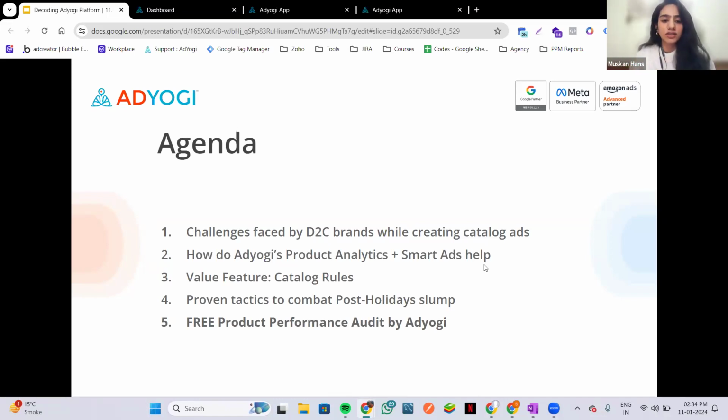Then, on the third checkpoint, we have a feature called catalog rules. In the last session, we discussed and launched this feature. It basically talks about categorizing your catalog on the basis of certain rules and attributes. This time we'll give you a live case study on how this rule-based categorization helped one of our brands, especially in the men's apparel industry. Then we have proven tactics to combat the post-holiday slump that a lot of e-commerce brands face in the first 2-3 weeks of January.